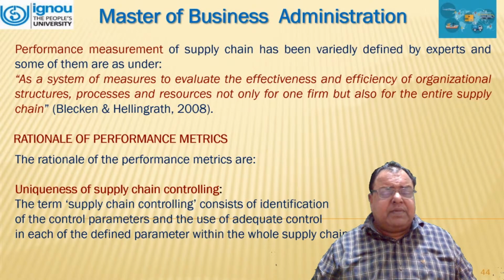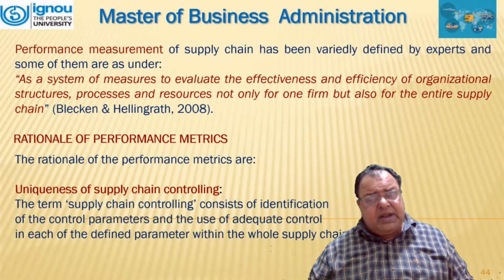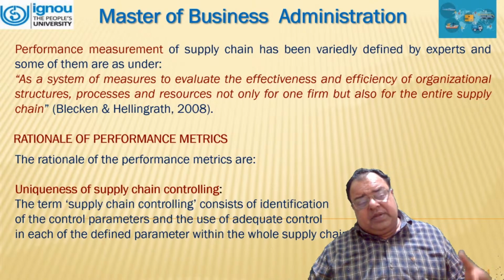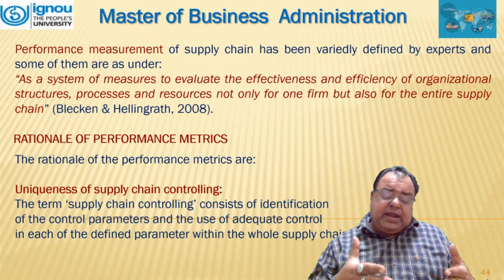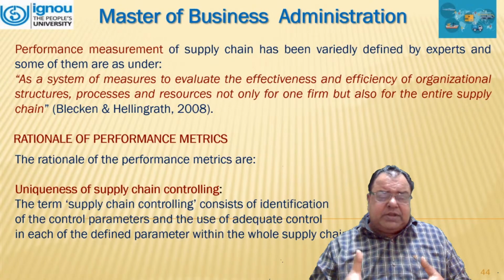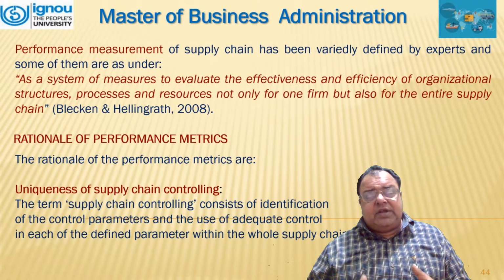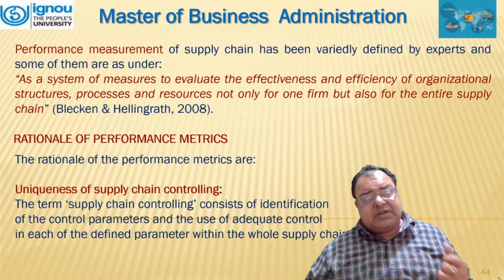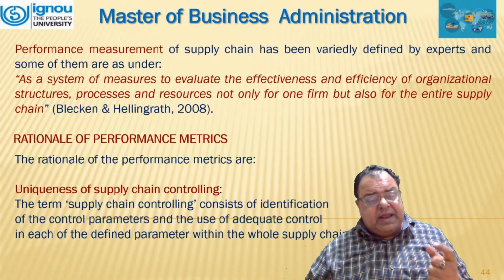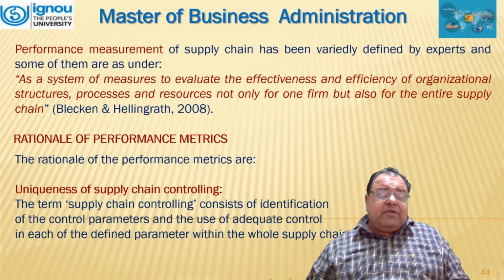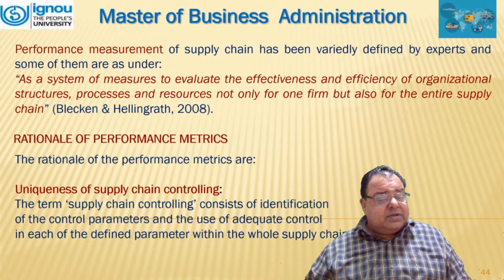Performance measurement of supply chain has been variedly defined by experts, and some of them are: initially, it is defined as a system of measures to evaluate the effectiveness and efficiency of organizational structure, processes, and resources, not only for one firm, but also for the entire supply chain. What is the rationale of performance metrics?